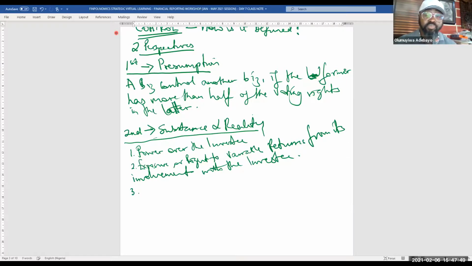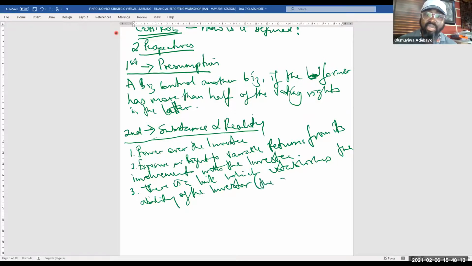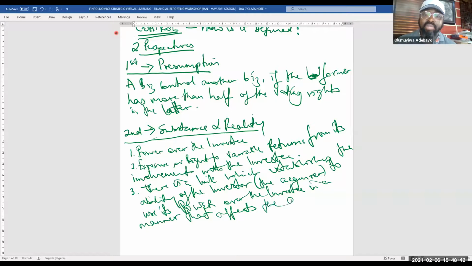And thirdly, that there is a link which establishes the ability of the investor, which in this case is the acquirer, to use his power over the investee in a manner that affects the amount of the investor's return.